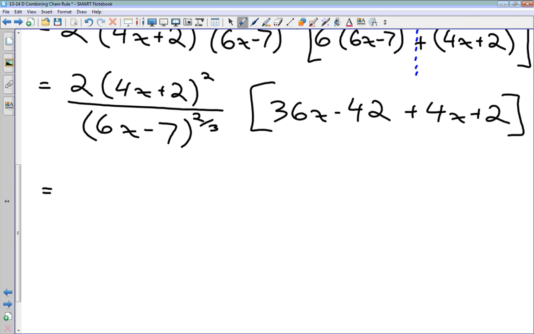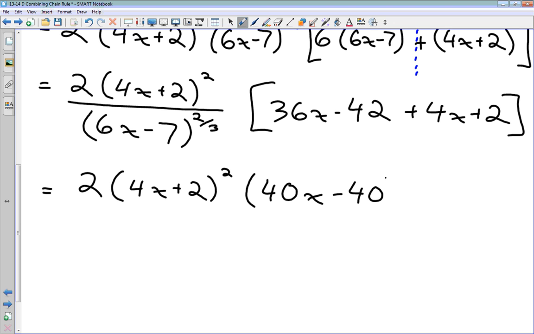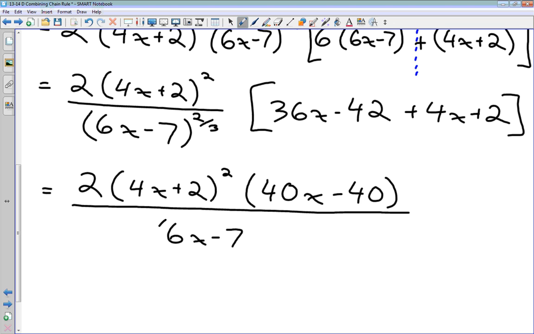So when we simplify, all of this other stuff has to stay exactly the same. Inside these square brackets, we have 40x, negative 42 plus 2 gives me negative 40. And this term down in the denominator becomes 6x minus 7, let's see, squared, and then to the cube root.